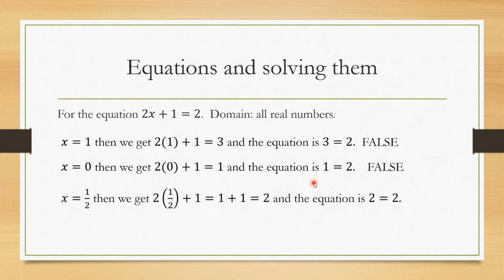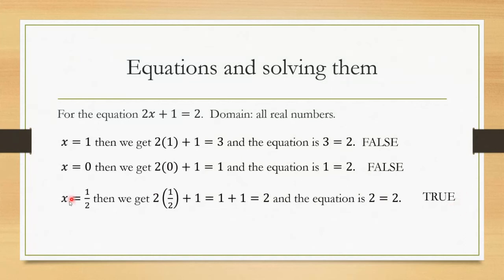But what if I replace x by a half? Well, in that case, something really cool happens. 2 times a half plus 1. Just by basic arithmetic, the denominator and 2 cancel. You get 1 plus 1, which is 2. Well, guess what? 2 equals 2. That's what the equation becomes. Anything is equal to itself, so our equation is now true.